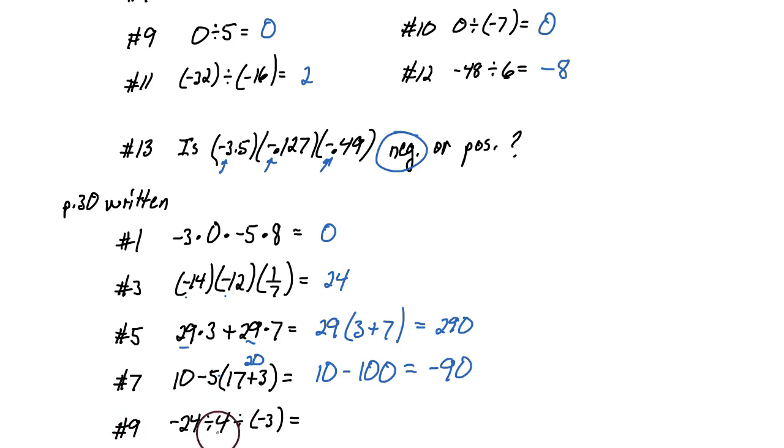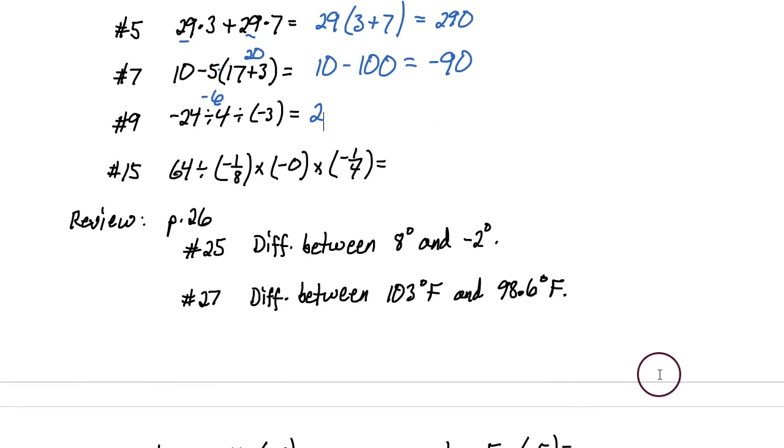Number 9, we have a division problem. Let's just go left to right. -24 divided by 4 is -6. -6 divided by -3 is 2. Number 15, we have some division and later on some multiplication. Notice that one of the factors in the product is 0, so the final answer is 0.